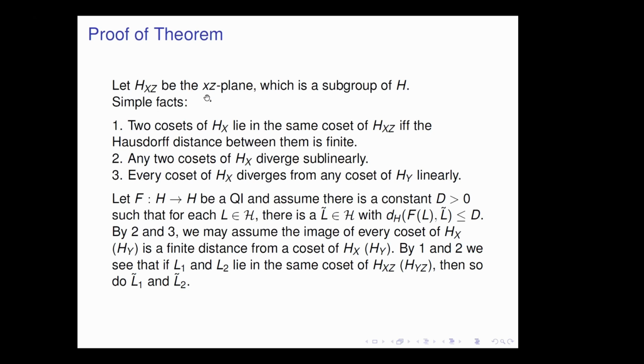Let's denote the xz plane by Hxz. This is a subgroup of the Heisenberg group. Now, there are a few simple facts that you can check by direct calculation. Fact 1: two cosets of the x-axis are at finite Hausdorff distance from each other if and only if they lie in the same coset of the xz plane.